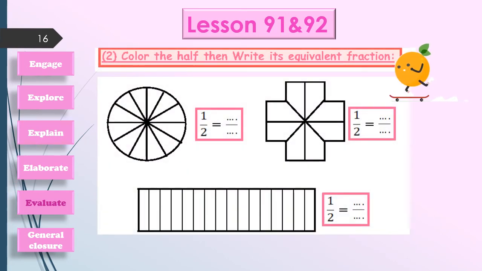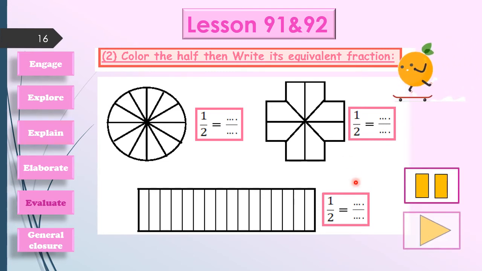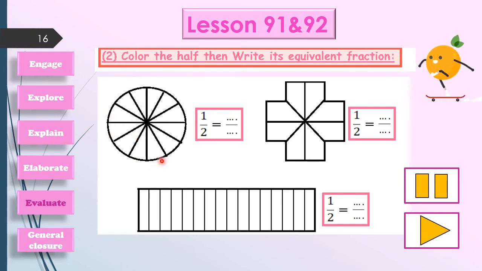Let's evaluate your understanding. Color the half, then write its equivalent fraction. Just press pause, then press play to listen to our explanation. Here we have this shape. Color the half of it. Here we have how many parts? I don't know, just color, then ask yourself.